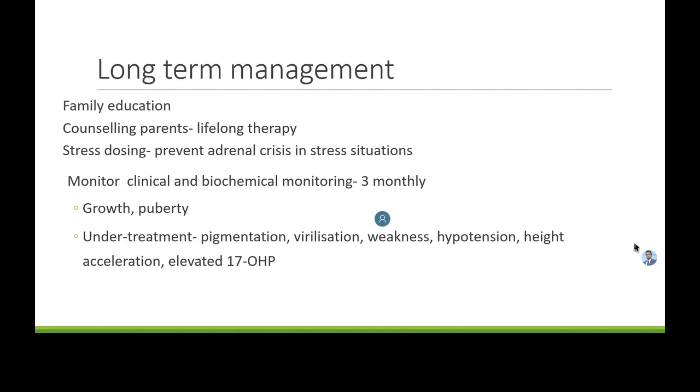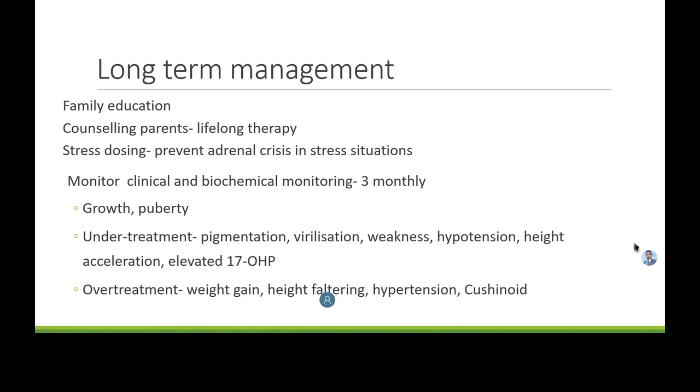So we never aim to normalize 17-OHP. We only aim to keep it below 30 nanomoles per liter. Right? So the usual range is about, I think, 5, but we never try to get it to that level, because if we try to get it to that level, we will have to give a higher dose of steroids, which will make them cushingoid and impair their height. Therefore, we only titrate it based on clinical parameters and don't try to normalize 17-hydroxyprogesterone.